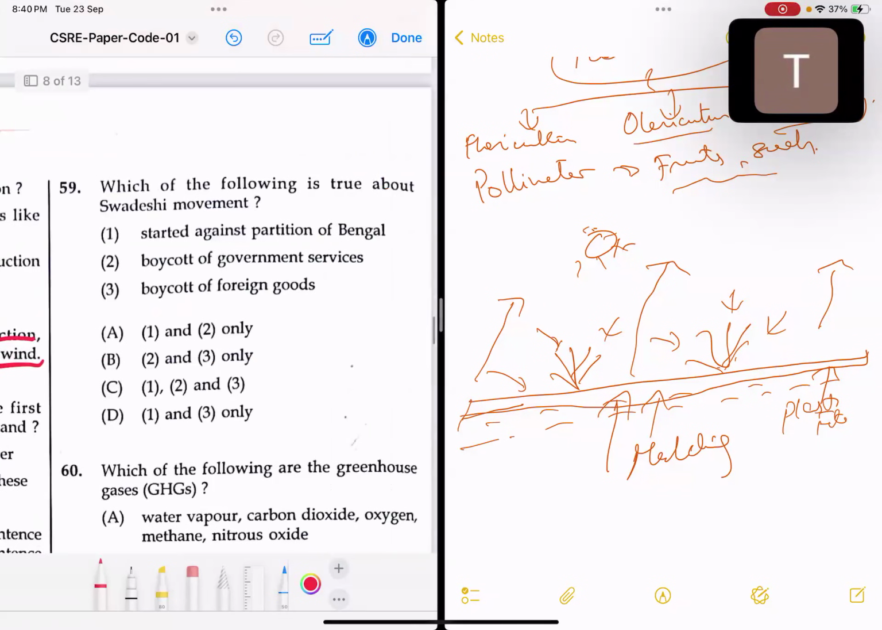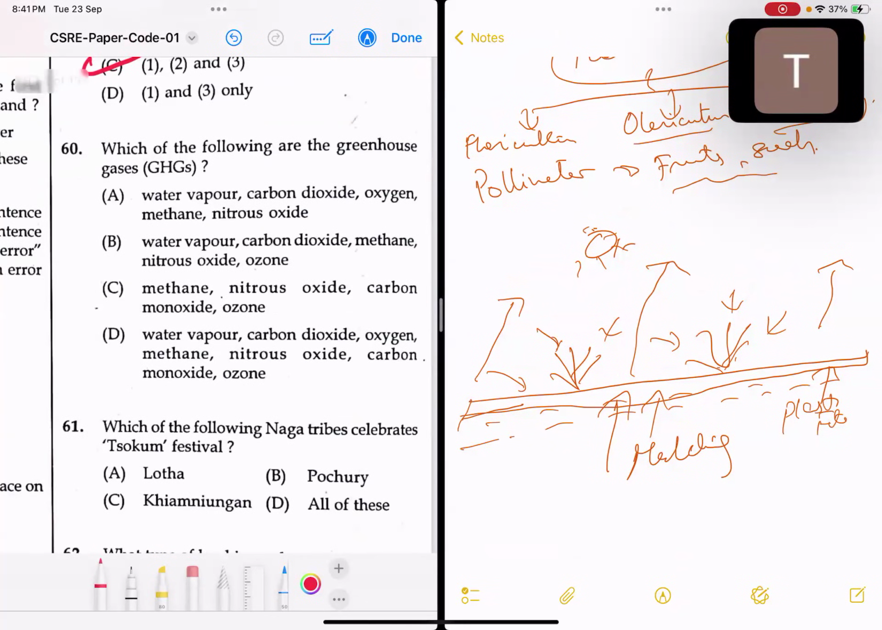Now let's come to question number 59. Which of the following is true about the Swadeshi movement? Now, Swadeshi movement took place around 1905, right? And it was a direct response to the partition of Bengal. So it started against the partition of Bengal. So this is the correct option. During this period, the word Swadeshi means indigenous, right? So there was a call for the use of indigenous products instead of foreign products, right? So there was a boycott of foreign goods, as well as a boycott of government services. So all the options are correct, okay?